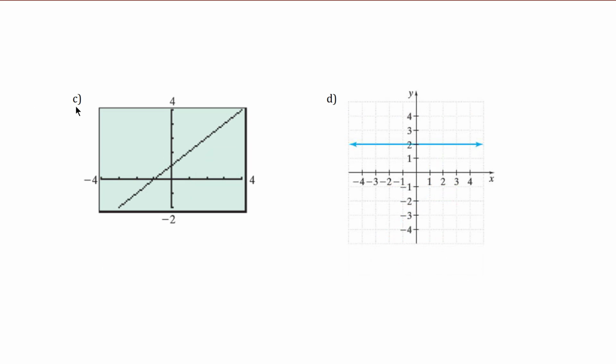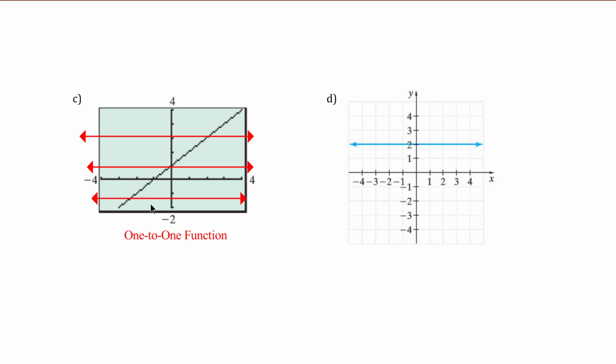For part C, we have a straight line with a positive slope that crosses the y-axis at the y value of 1. If we apply the horizontal line test, it would be impossible to draw a horizontal line that crosses this graph more than once, so this is the graph of a one-to-one function.